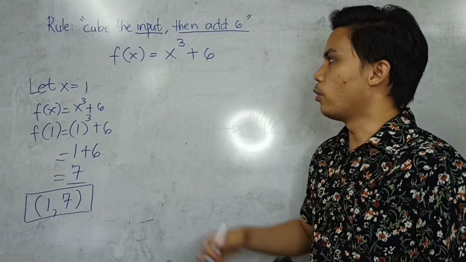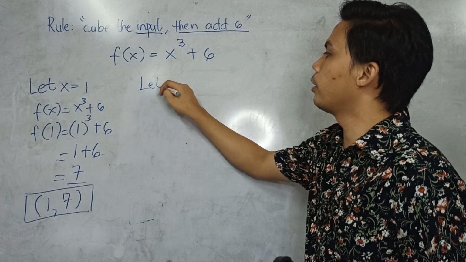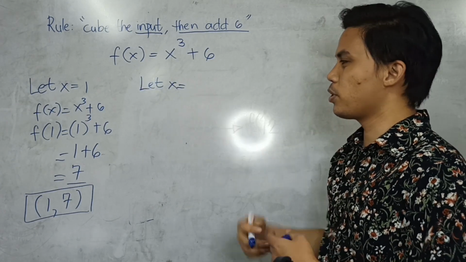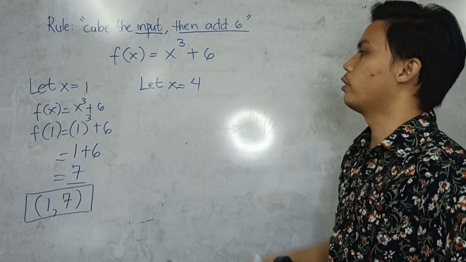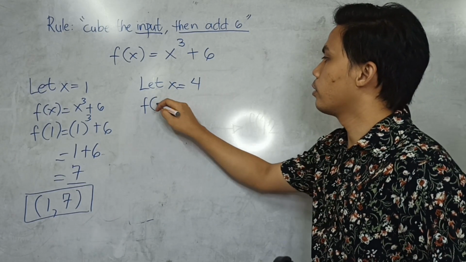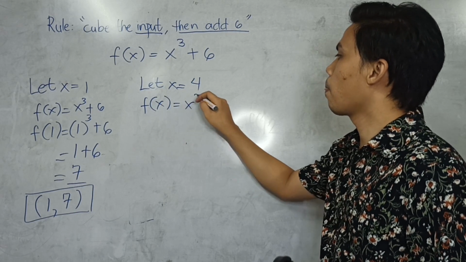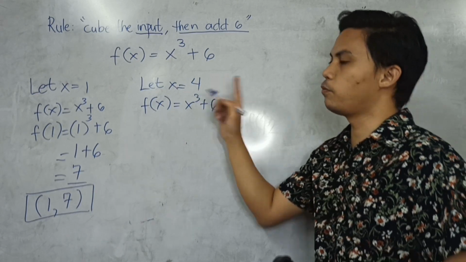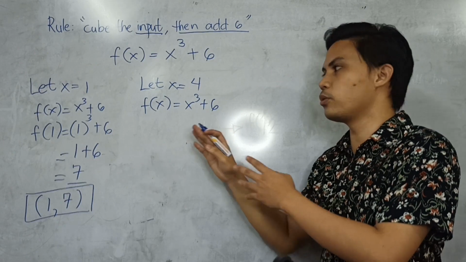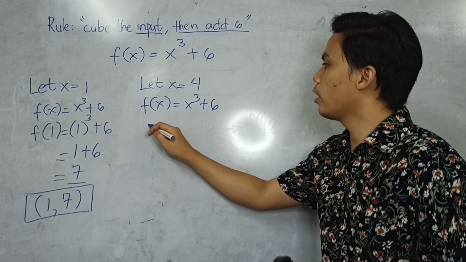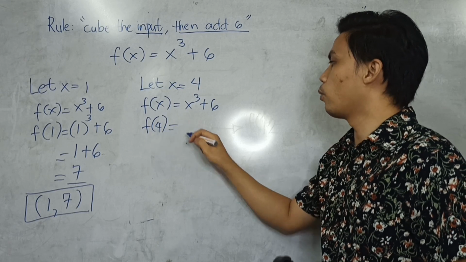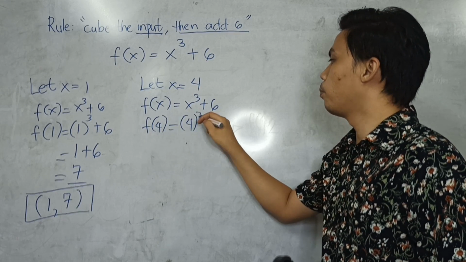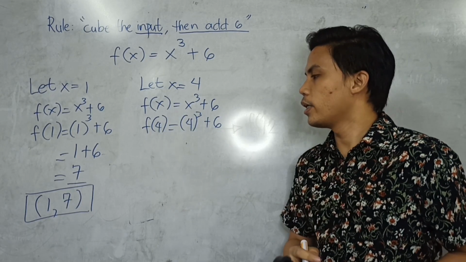Okay? So again, let's have another example. Suppose the value of x is, let's try 4. Okay. So, sulat natin ulit. Then substitute 4 to the value of x. So we will have f of 4 is equal to 4 cubed plus 6.